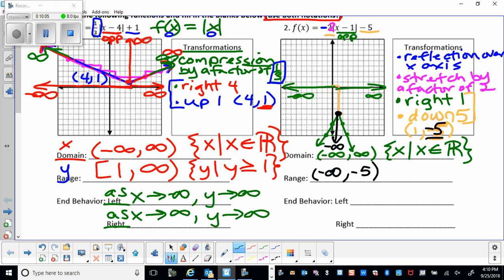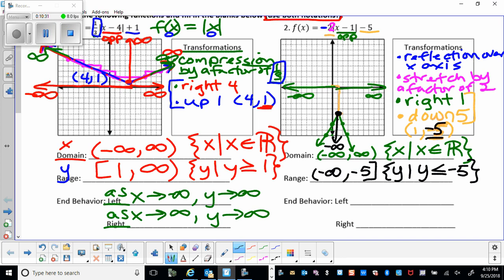Oh, it includes -5, right? So I've got to make that a closed bracket, because it actually includes -5. And then set-wise, those are y values, and the y's are less than or equal to -5.